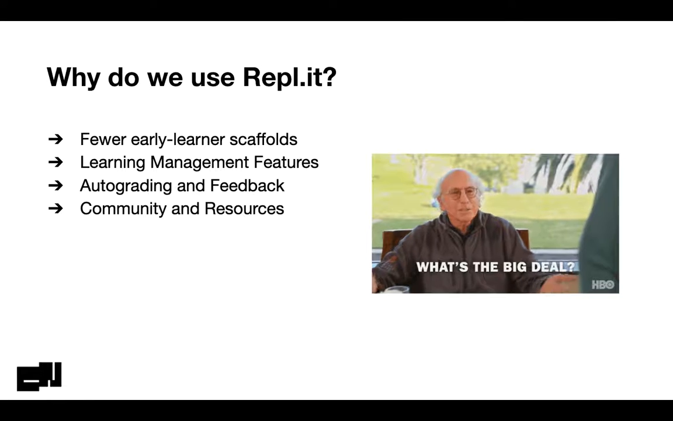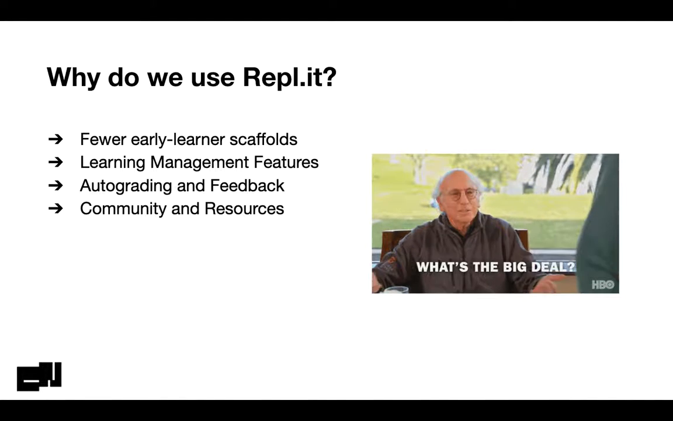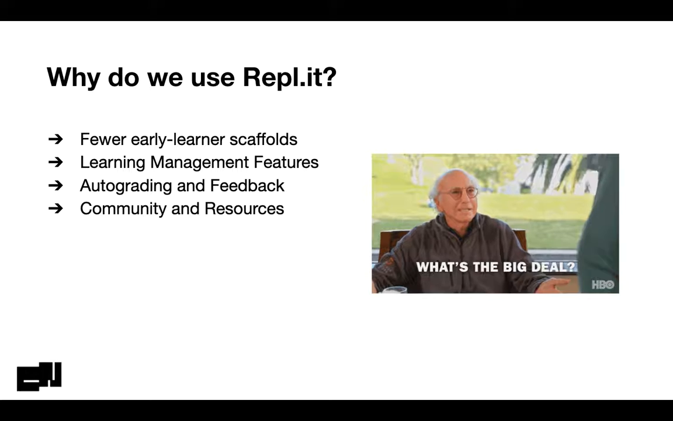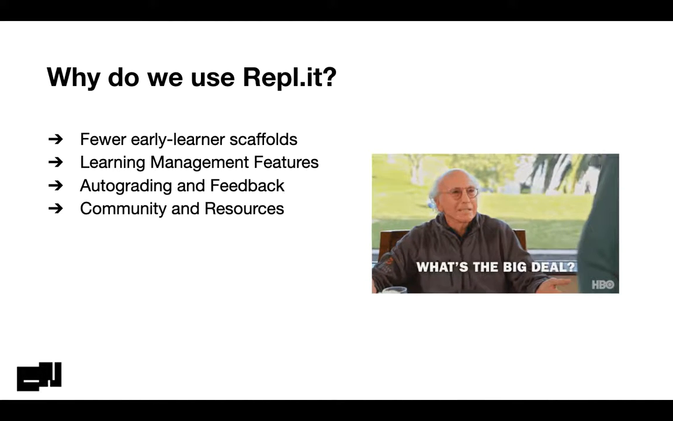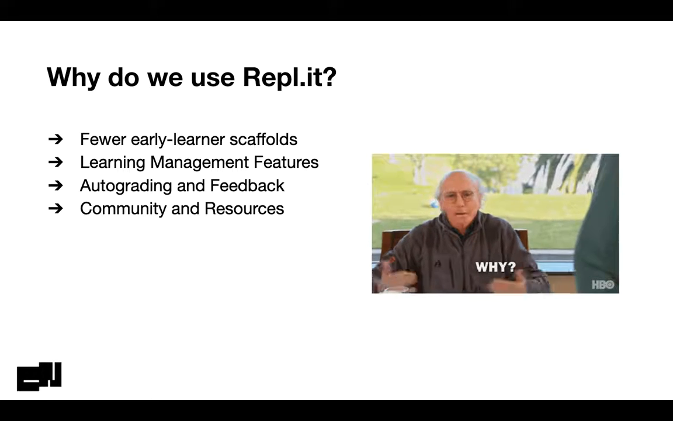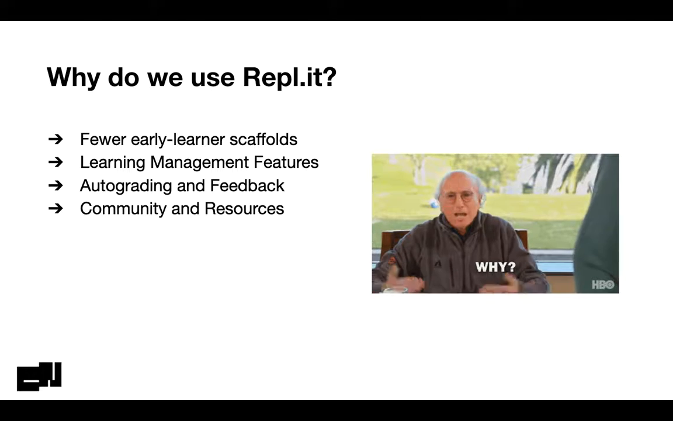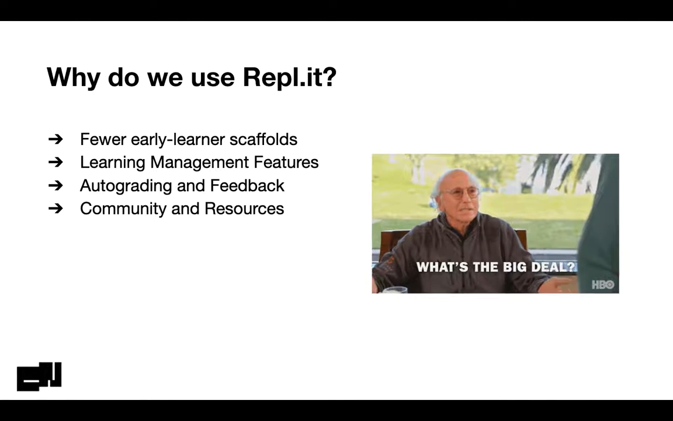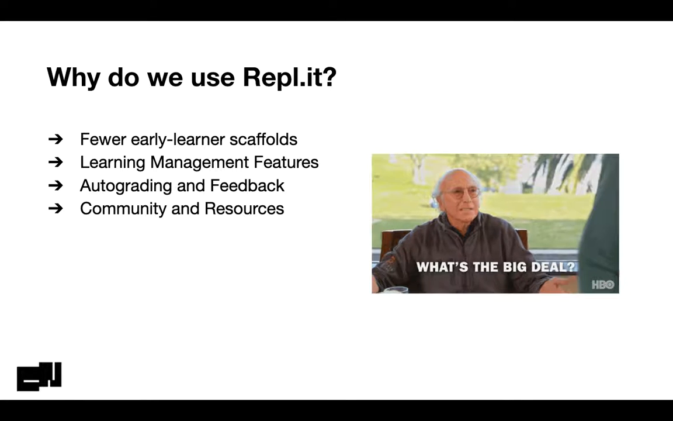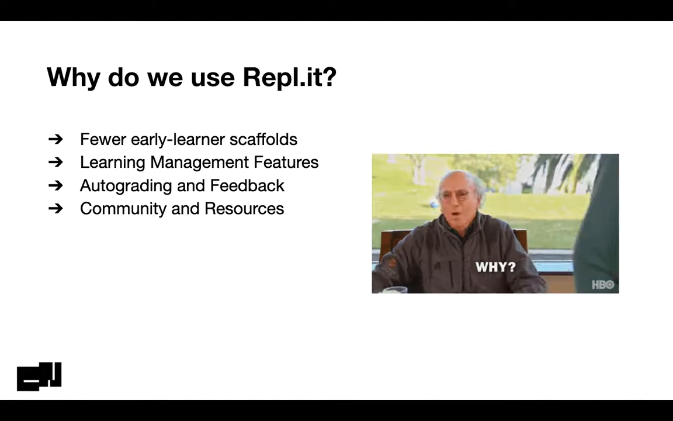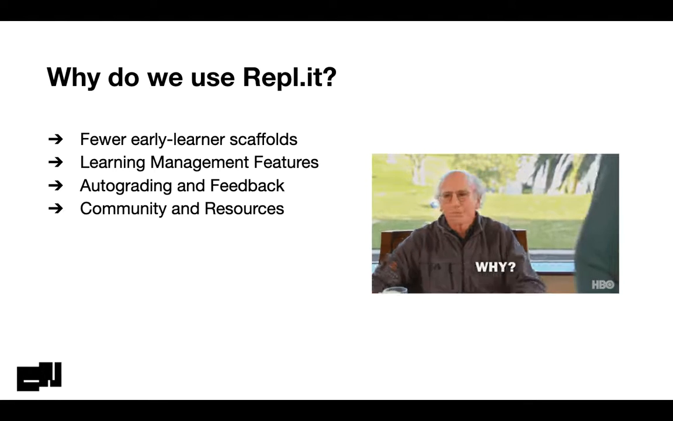Why we use it is because it has fewer early learner scaffolds. So pop code was developed for CodeNation by one of our volunteers, and it kind of has every feature that we would like. But as our students become more advanced coders, we want to give them a little bit more independence because the platforms that they'll use as they become professional coders will have none of these things built in. So for example, the error messages in pop code are super specific. This is not necessarily true in Repl.it.